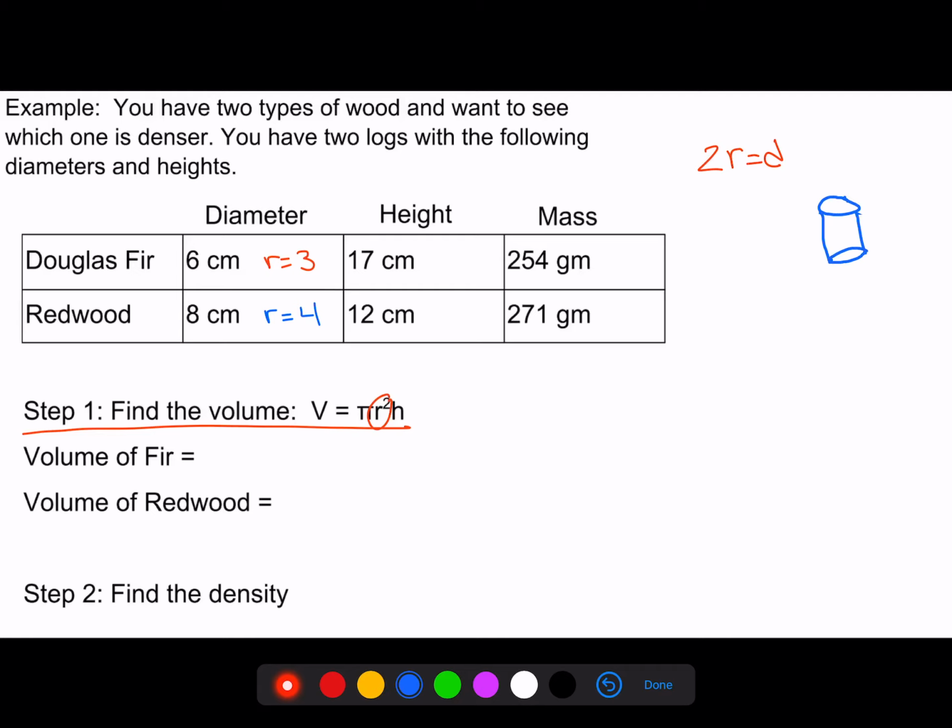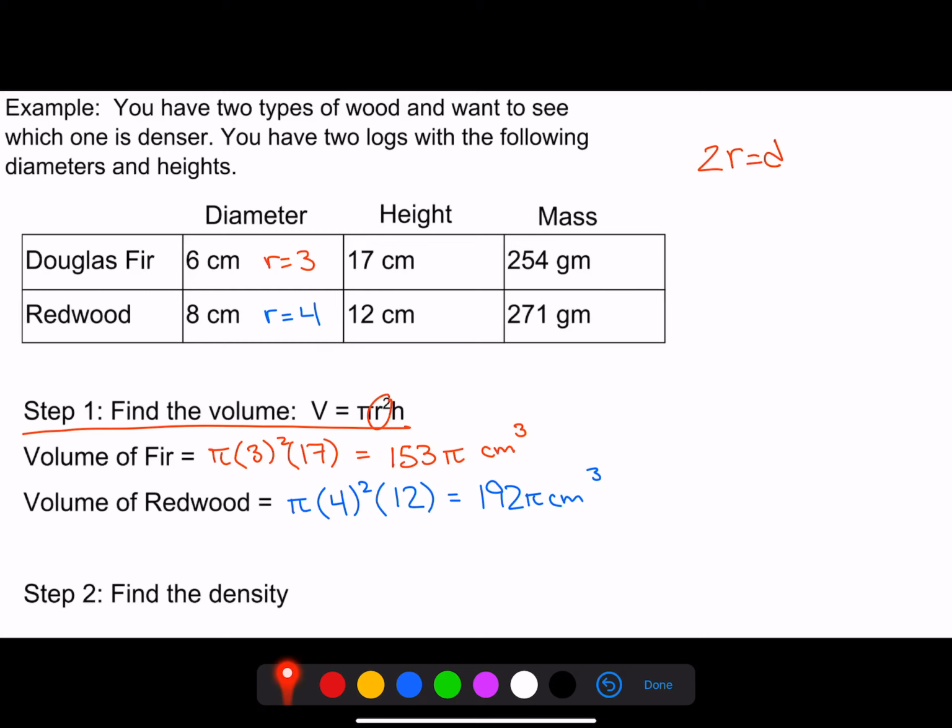So we use that to solve for our volume of the Douglas fir first. We use pi times radius squared, our radius is 3, times the height, 17. That'll give us 153 pi centimeters cubed. Meanwhile, for the redwood, I plug in 4 for r and 12 for height. We have pi times 4 squared times 12, which will give us 192 pi centimeters cubed. So just looking from this, I can see that the redwood has a little bit more volume than the Douglas fir itself. So one is a little bit larger of a piece of wood.